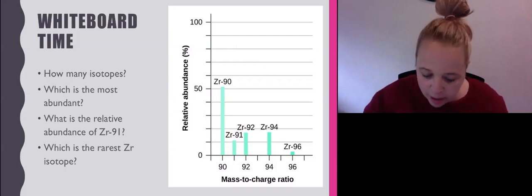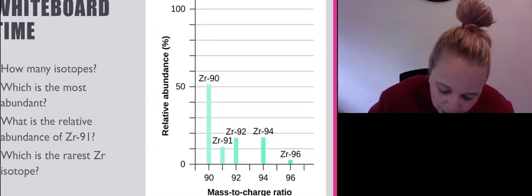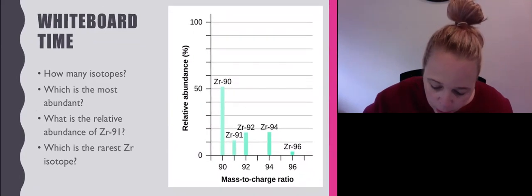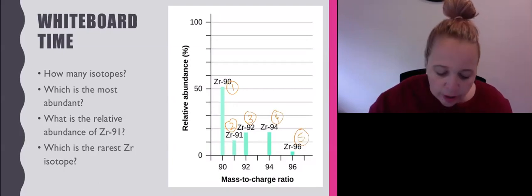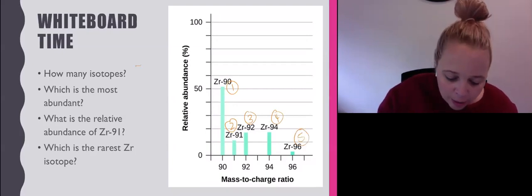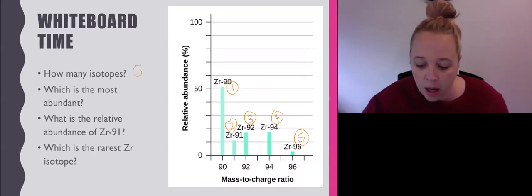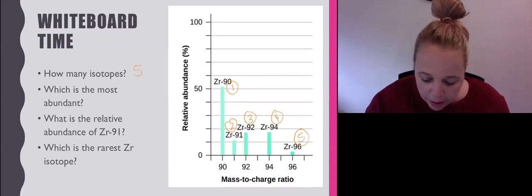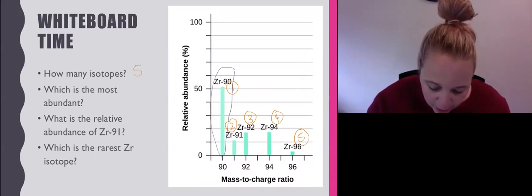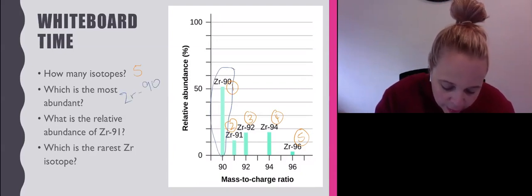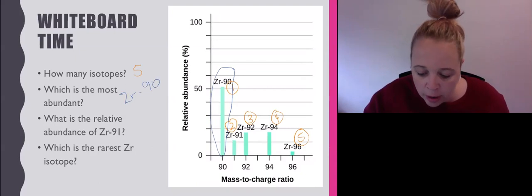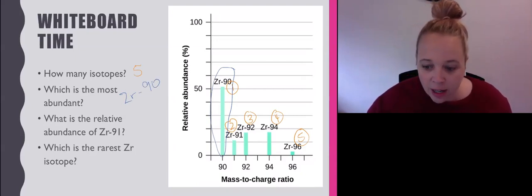Okay, so how many isotopes do we have? We have 1, 2, 3, 4, 5 peaks. So we end up with an answer of 5 isotopes. Which one is the most abundant? That would be our tallest one. So that one is ZR90.